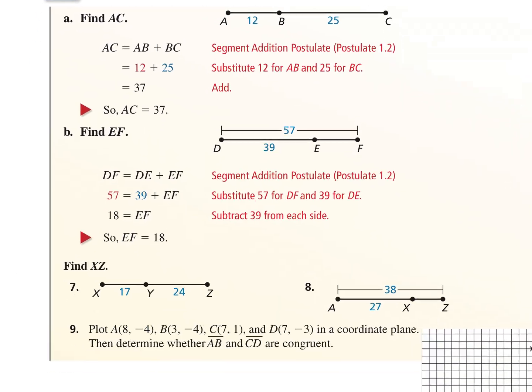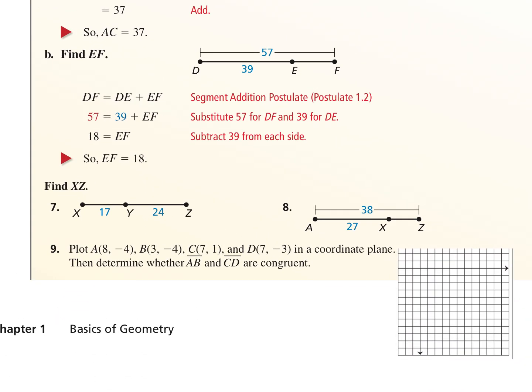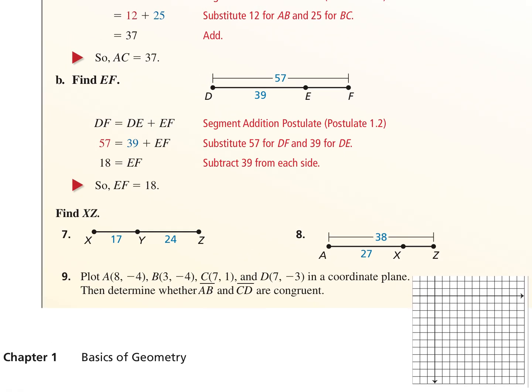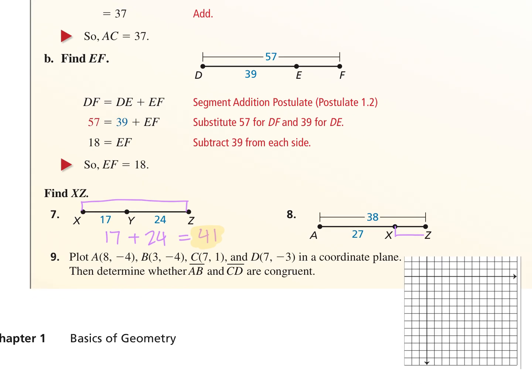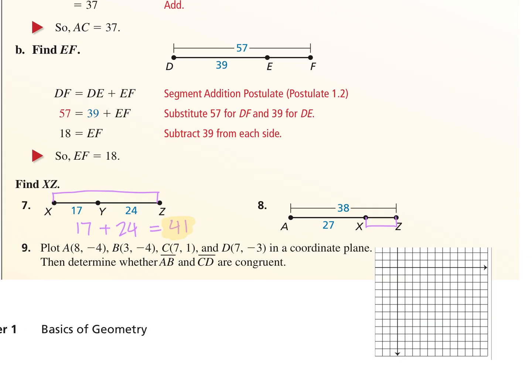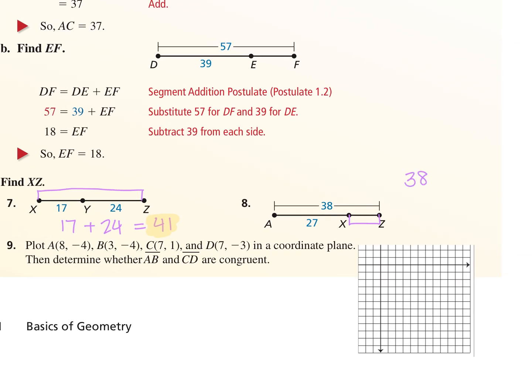All right, going ahead and going to section 2. Section 2, I have segment addition postulate. It's asking to find XZ. XZ is this entire thing, so all you had to do was add 17 plus 24. If you added correctly, your answer should have been 41. Looking at the next one, again, it's asking for XZ. I'm not adding this time. I'm going to subtract: take my total line minus the part that they're giving me. If you subtracted correctly, your answer should have been 11 for XZ.